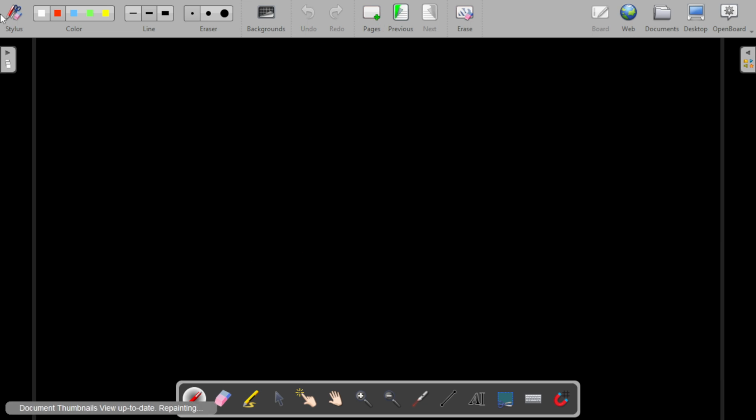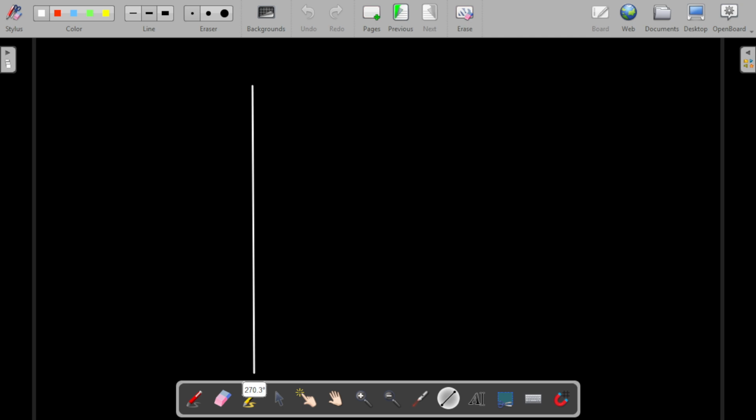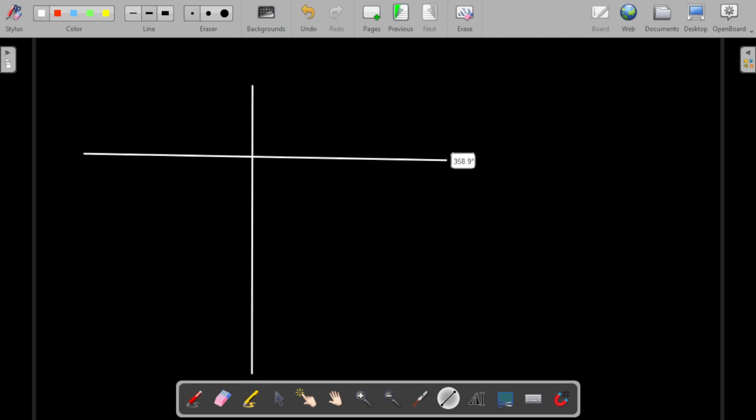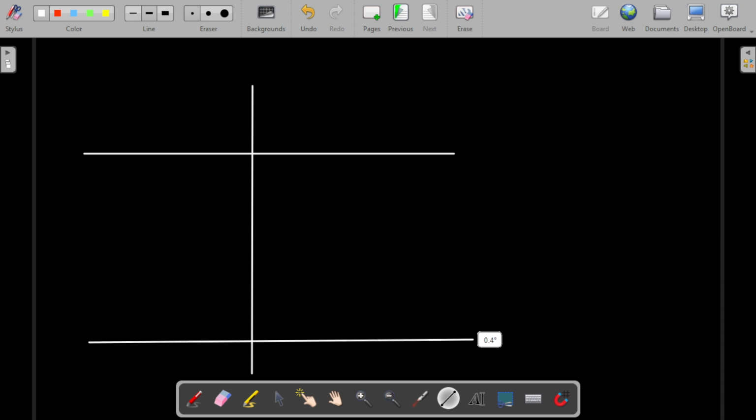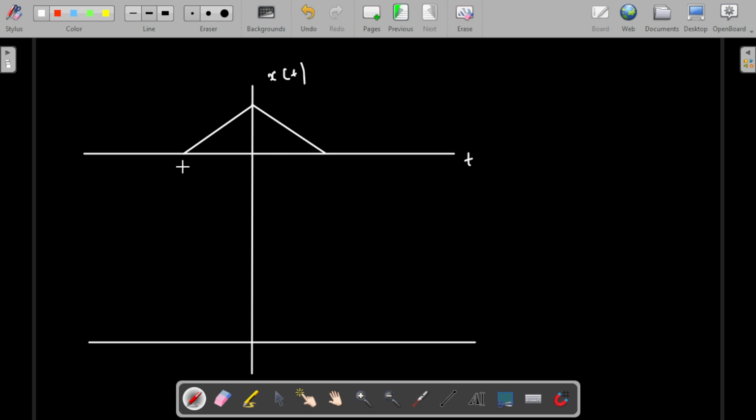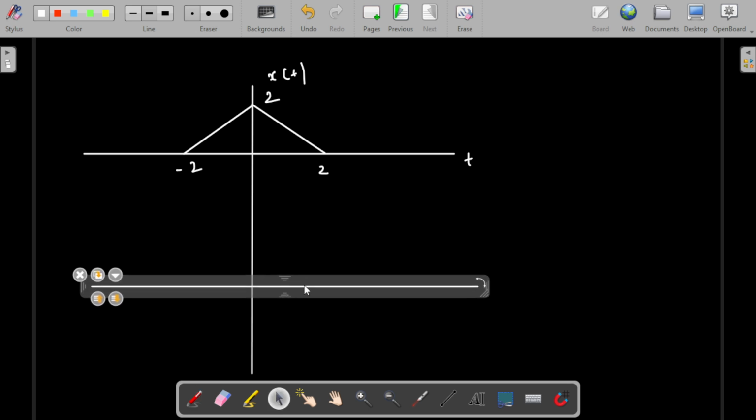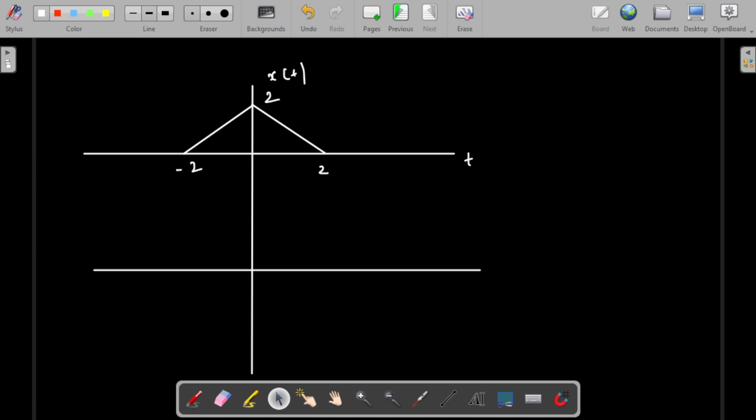Let me draw one simple diagram so that you can understand it. You can take any signal. I'm going to take the same triangular signal here. So if we draw it like this, the same graph, which is x of t over t. This goes from minus 2 to plus 2. This value is 2. For now let's take this as 2.